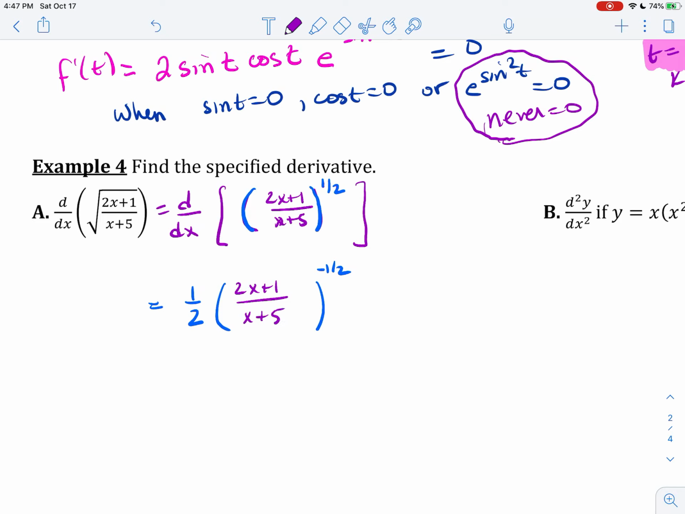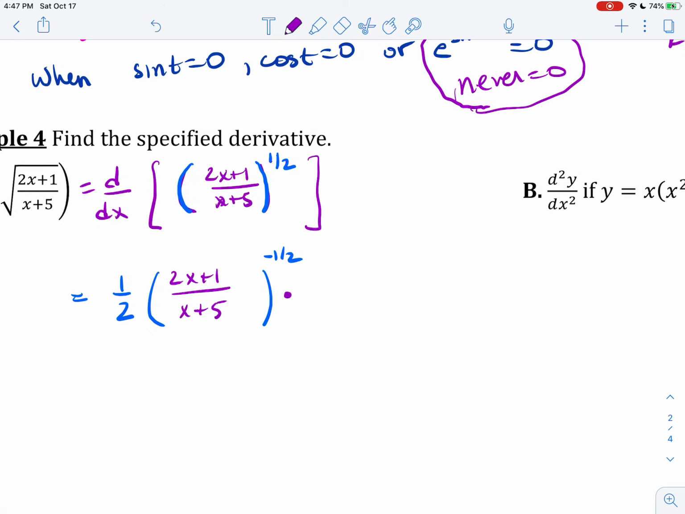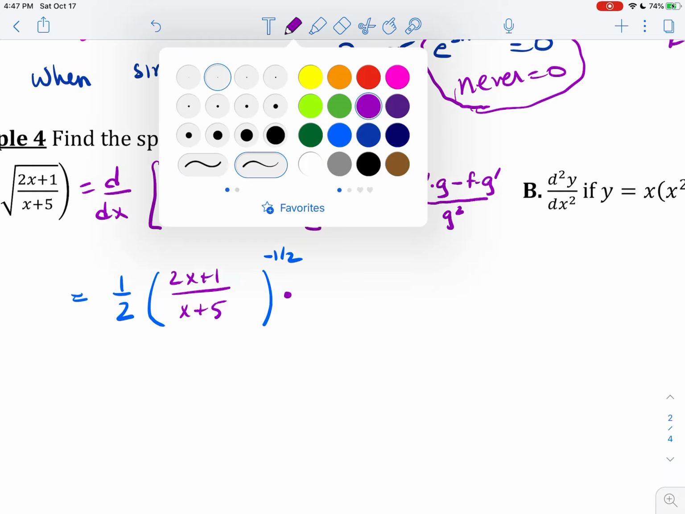But now I have to multiply by the derivative of the inside. And the derivative of the inside needs to use the quotient rule. And remember what the quotient rule is. If I've got y equal to f over g, y prime is the derivative of the top times the bottom minus the top times the derivative of the bottom, over the bottom squared. So here I go with that.